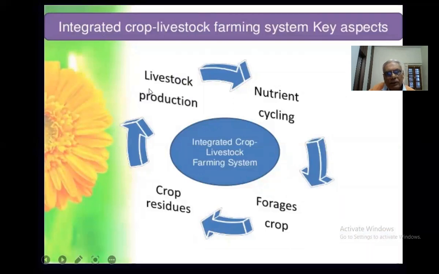So here livestock production supplies the dung and urine. So nutrient cycling adds to the soil, so soil fertility is improved. They grow forage crops, particularly berseem, then sorghum and oats, for feeding to the animals. Also, they feed the crop residue of rice and wheat to the animals, cows and buffalo, but mostly they keep more cows.